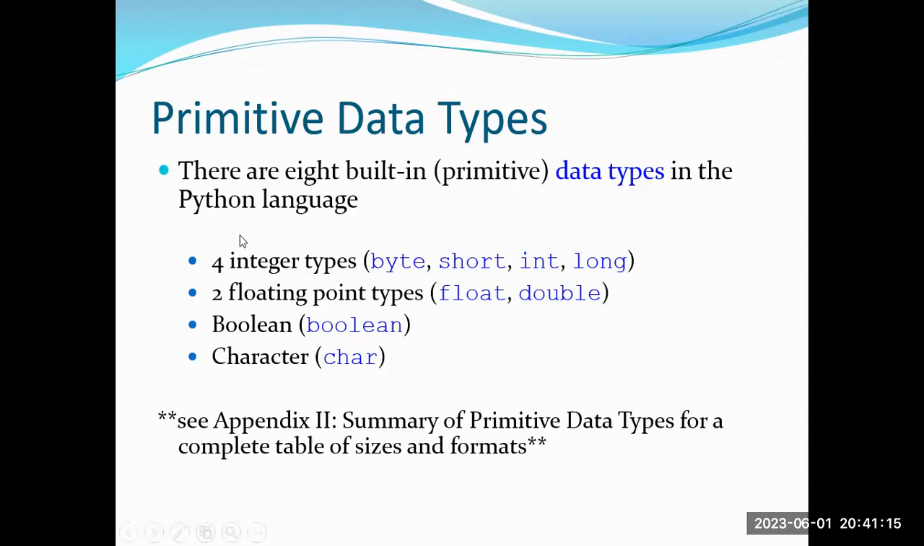So let me take the integer part. So if you want to store an integer, that is something which is not having a decimal place. Something that's not having a decimal place. Then you use these 4 integer types.